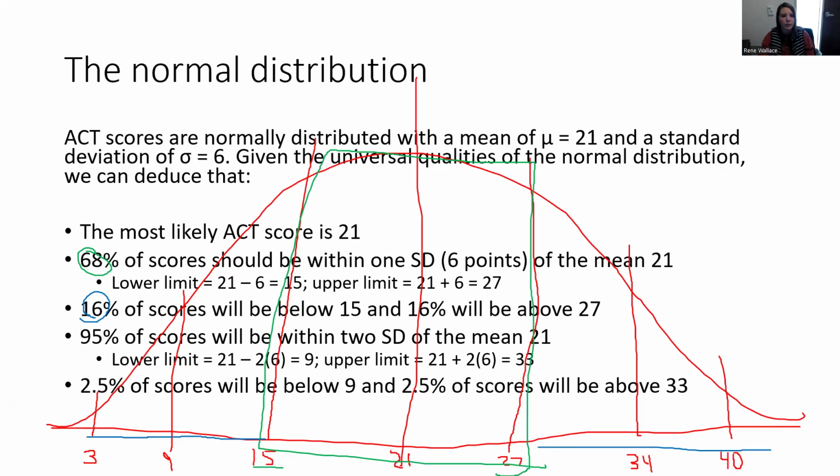95% of my scores would be within 2 standard deviations, so it would be between here and here. So that would be these numbers. And then one more color. How many colors can I use? 2.5% of my scores would be above 33, so 34 and above, or below 9 this way. It's a lot of drawing on the screen, but hopefully that helps you see with all these words where we're talking about on our standard bell curve.